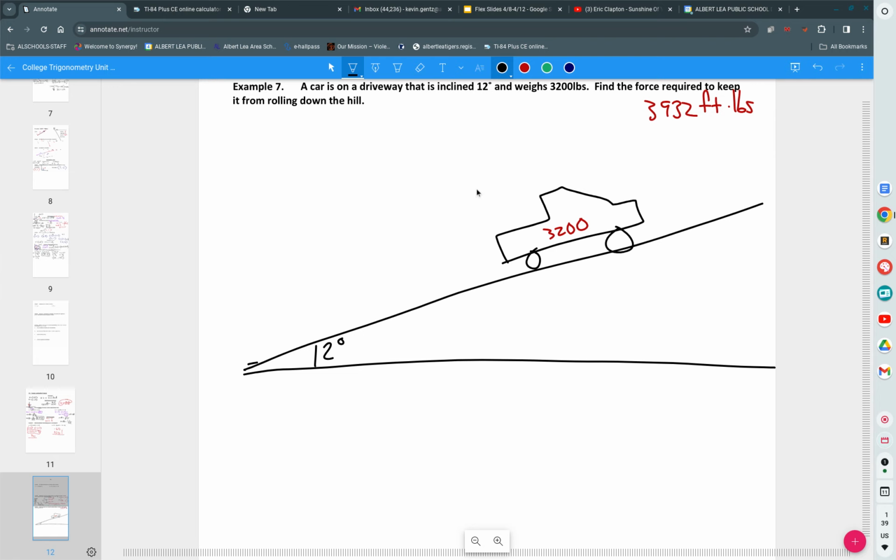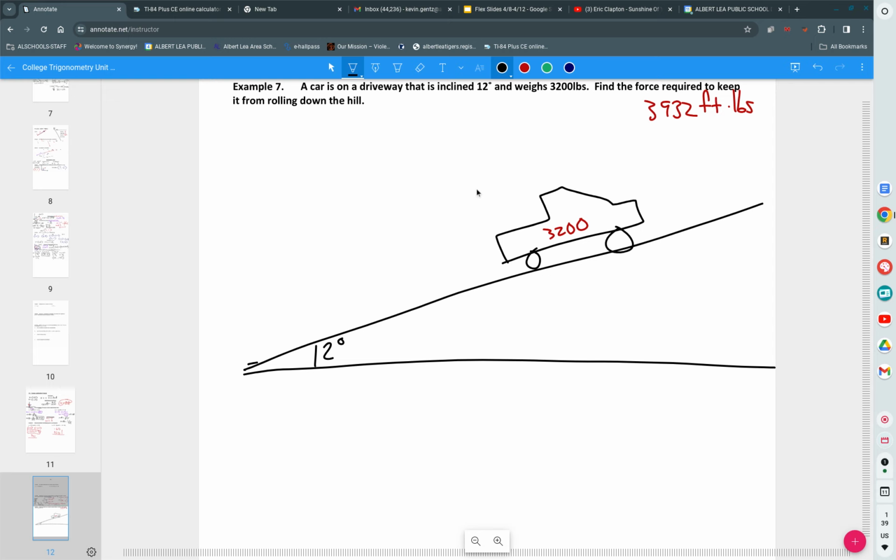All right, so here's the question. This is an applicable question. This is a good question. We want to know: suppose that vehicle was sitting in neutral on a 12-degree incline and it weighed 3,200 pounds. Would I be able to apply enough force to keep it from rolling backwards?